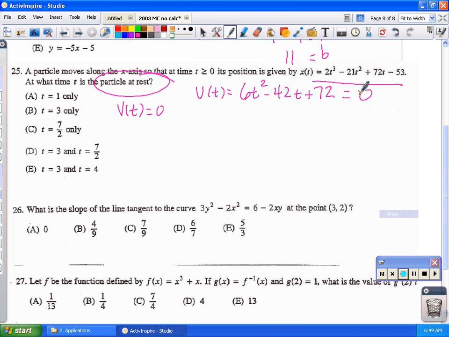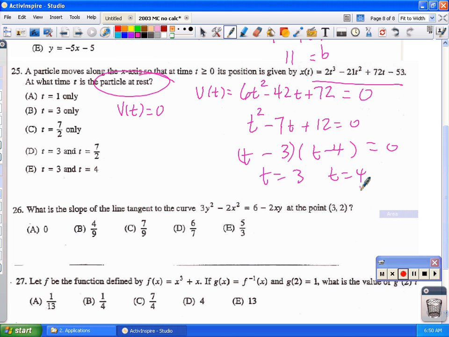I'm going to divide everything by 6 and get t squared minus 7t plus 12. I'm going to factor that. T minus 3, t minus 4. So t equals 3, t equals 4 is when the particle is at rest, which is letter E.